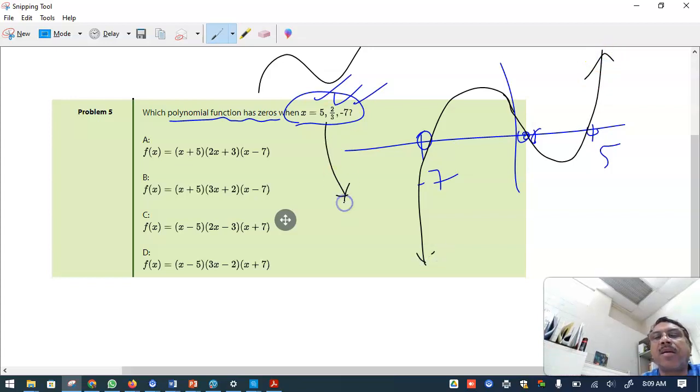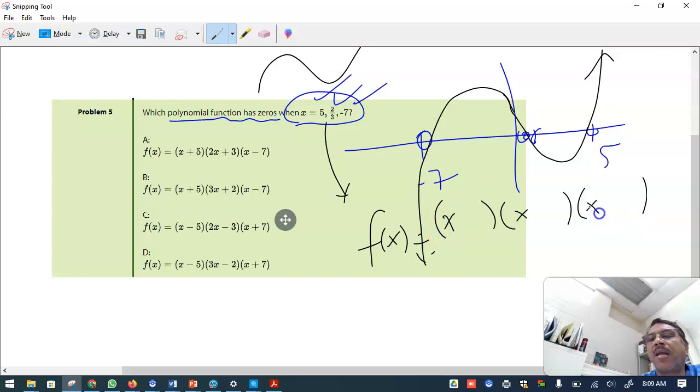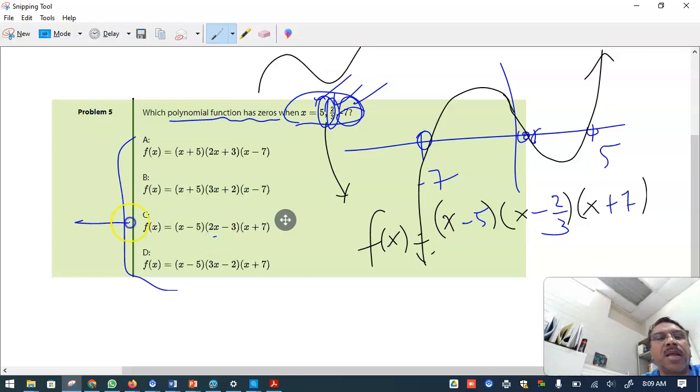To write the factors, f of x equals three factors with x and the three zeros. Just put the opposite of plus 5, which is minus 5, the opposite of 2/3, and this is plus 7. Now, they didn't give us a fraction. You can see there is x minus 5 and x minus 7 also in the options. Both look good, but which one is correct?